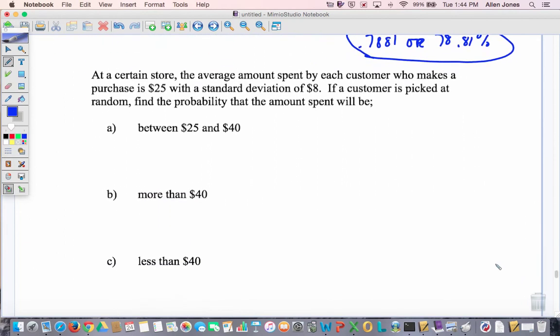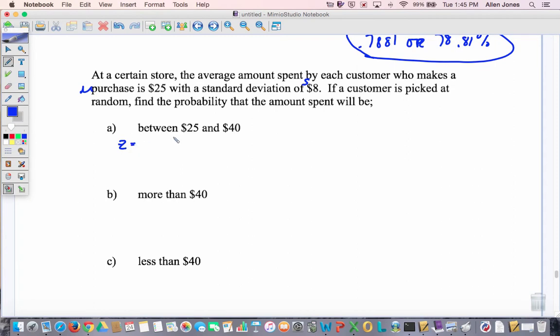At a certain store, the average amount spent by each customer who makes a purchase is $25 with a standard deviation of 8. Let's just stop right there and identify that as the mean, and that is the standard deviation. The customer is picked at random. Find the probability that the amount spent will be between $25 and $40.